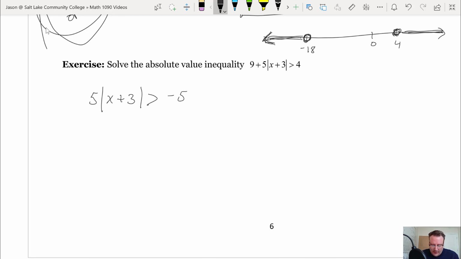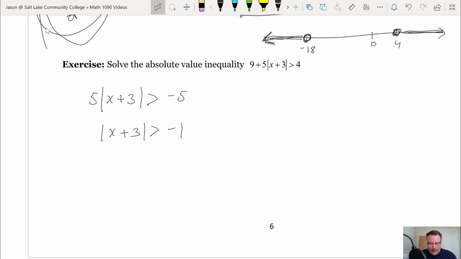Still not quite there yet. I need to divide both sides of this inequality by positive 5. And when I do this, on the left, I get the absolute value of x plus 3, is, oh, no, I don't need to flip the sign because I'm dividing by positive 5. So negative 5 divided by 5 is negative 1. Okay. And let's see here. At this point, I can really stop.